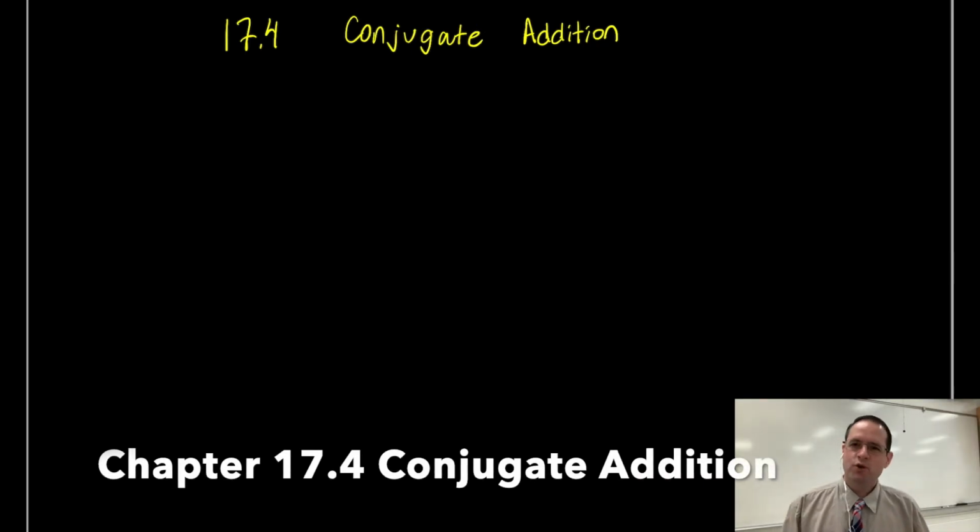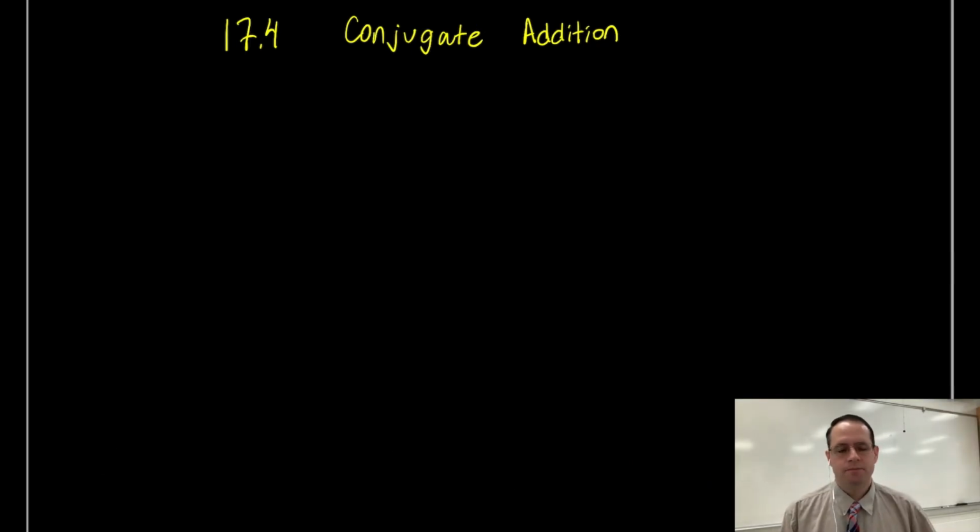Section 17.4 talks about conjugate addition. Generally speaking, professors would choose HCl or HBr and ask you to predict the products of a diene reacting with those at either low temperature or high temperature. Before we jump too far into this, let's review what we know about carbocation stability.